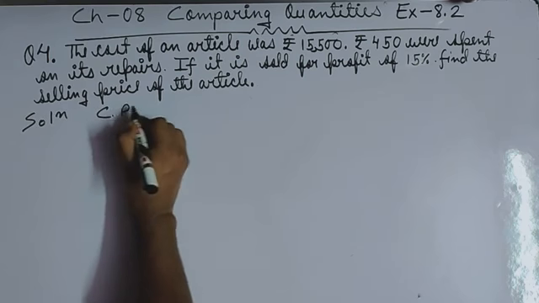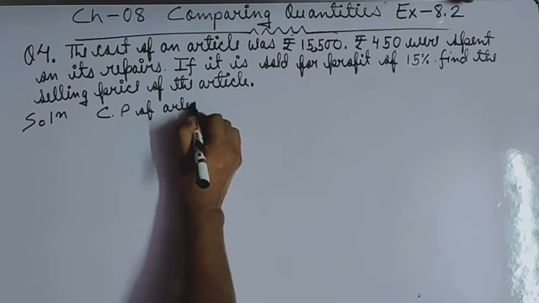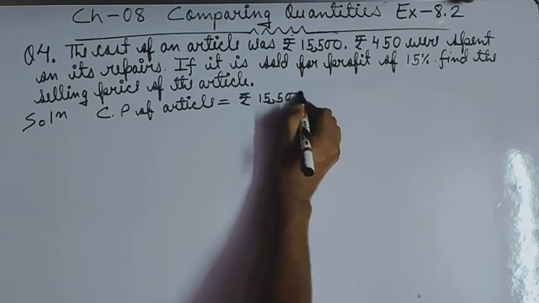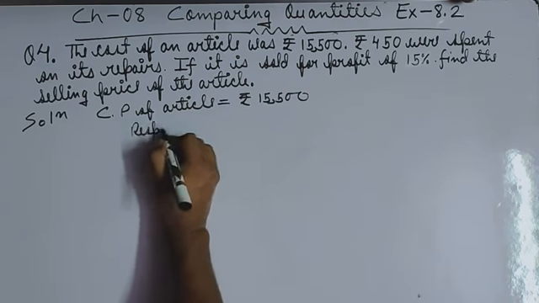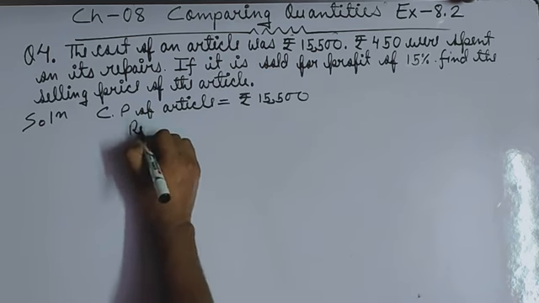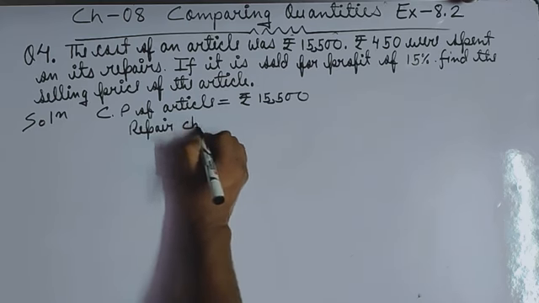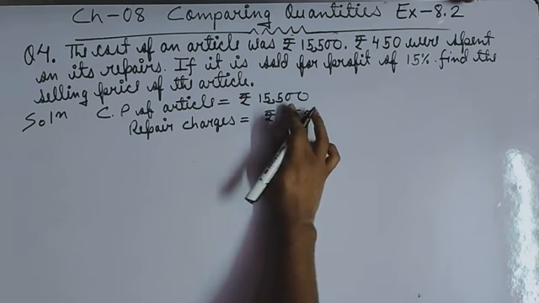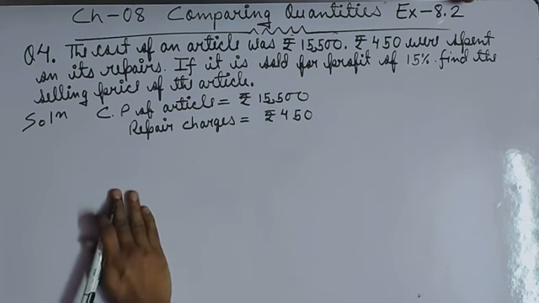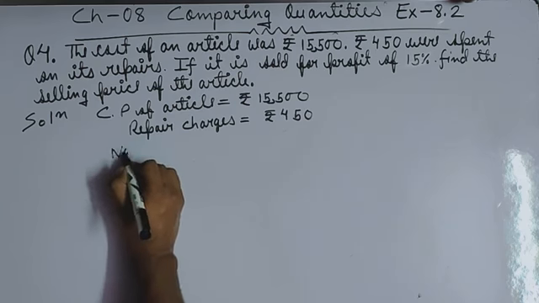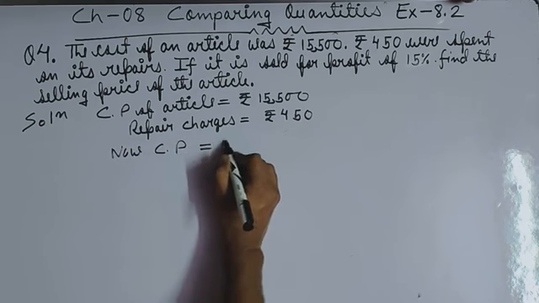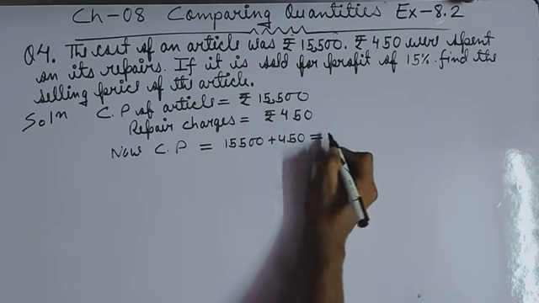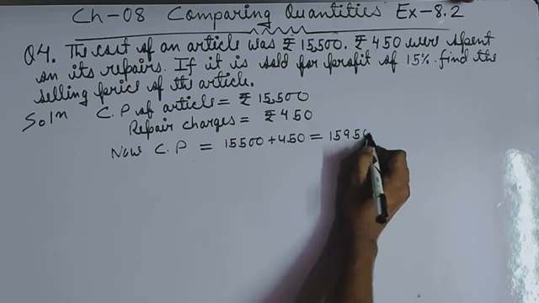So CP of article equals to rupees, how much given to you? 15,500. Repair charges equals to how many? Rupees 450. These are the repair charges, 450. So new CP, new cost price will be equals to what? That will be 15,500 plus 450, which is equals to 15,950 rupees is your new CP.